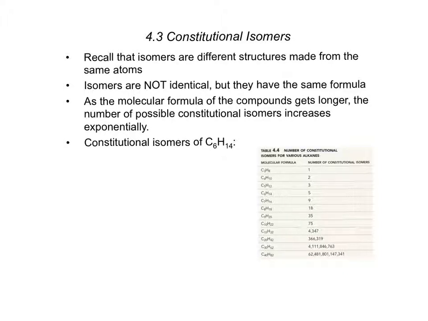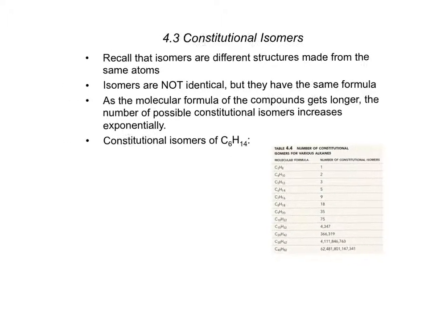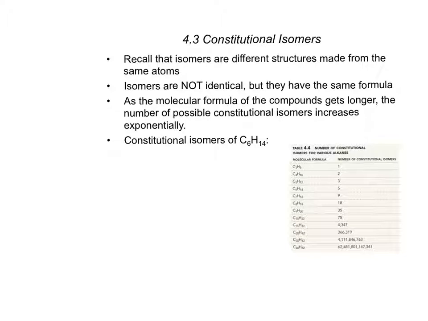What are constitutional isomers? Same molecular formula, right? Except they all have different connectivities. For example, if I wanted to draw a couple of the constitutional isomers of hexane, I could go about doing that with our bond line structure. So we've got 1, 2, 3, 4, 5, 6. So that's a hexane.